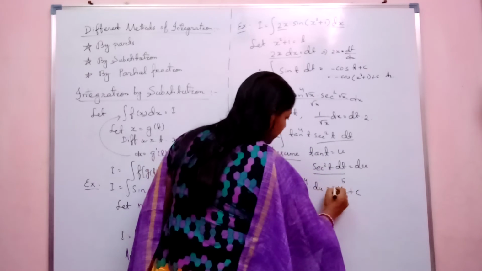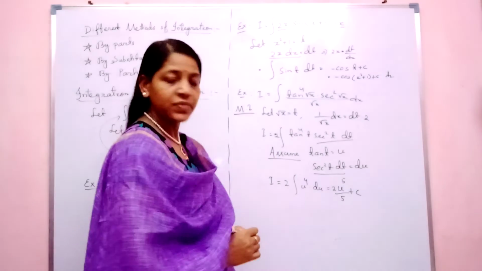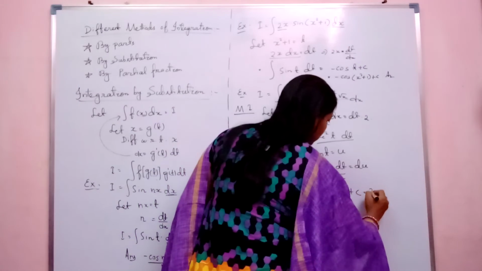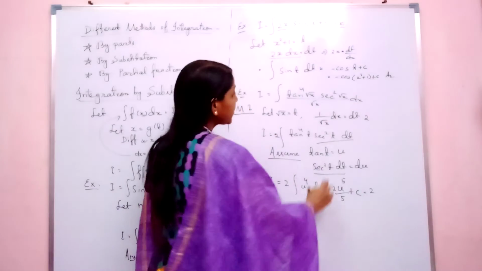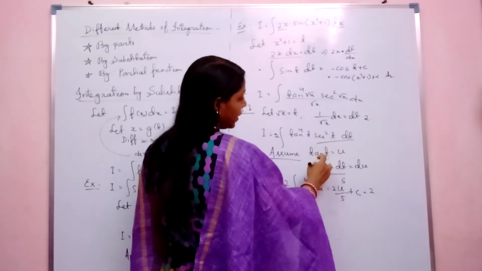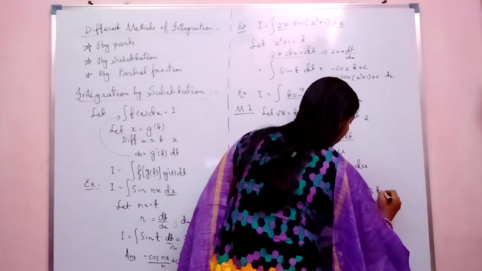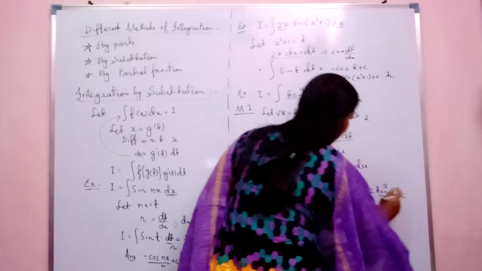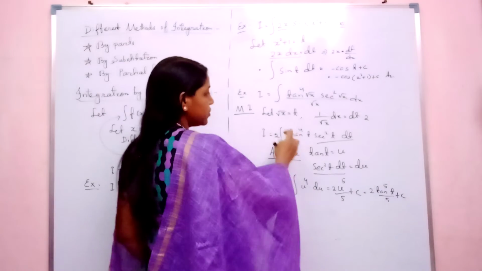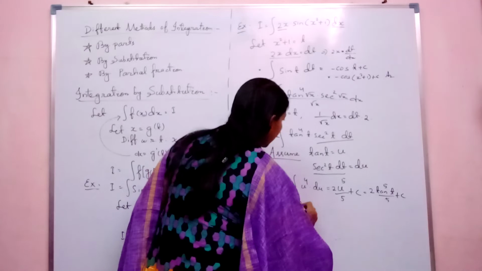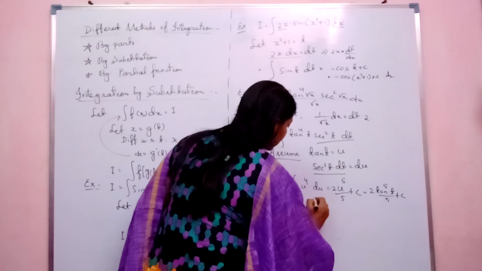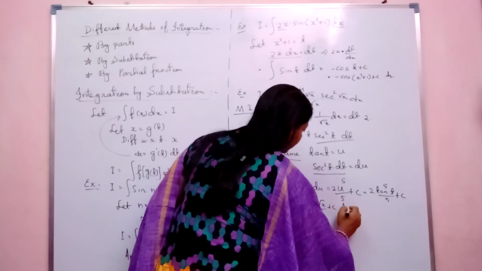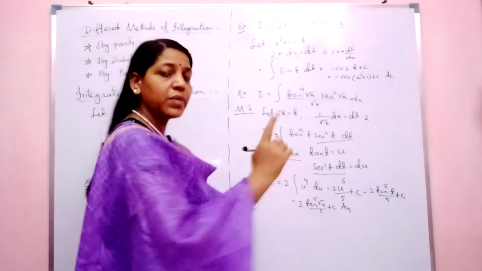Already 2 is present previously, so write that 2. Now substitute the value of u. U is nothing but your tan t. So 2 tan to the power 5 t divided by 5 plus c. Again t you have to substitute. What is your t? It is root x. So 2 tan to the power 5 root x by 5 plus c. This is your answer. This is your method 1.